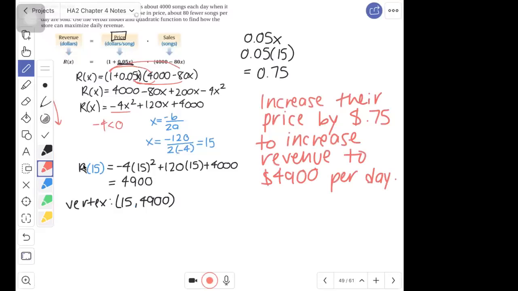So let's think about this again. We found that vertex, but then we need to apply it to the problem. They're saying our x is 15. x is being multiplied by 0.05. How many times are we going to increase the price of each song? So we're going to take our 15 and multiply it by how much? The increment of 5 cents. Questions on that? How we're applying that vertex. When we increase the song by 75 cents, then we will reach that maximum revenue of $4,900 per day.